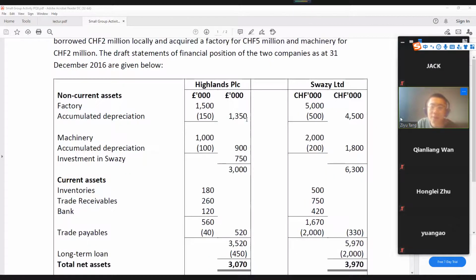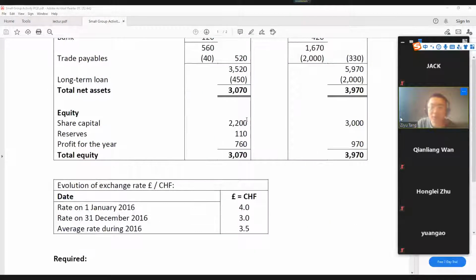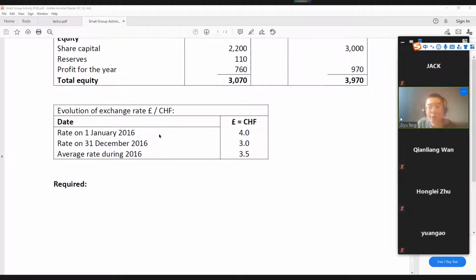So the following is the financial position of these two companies, and it also gives us three different exchange rates. The first is the rate on 1st January 2016. This rate is also the date of acquisition, when the money trading was made. The next is the rate on 31st December 2016. This is the rate at the closing date. And the third is the average rate during 2016.